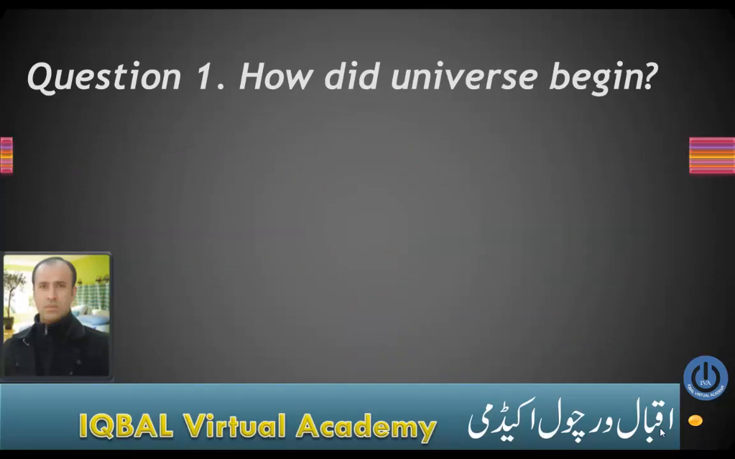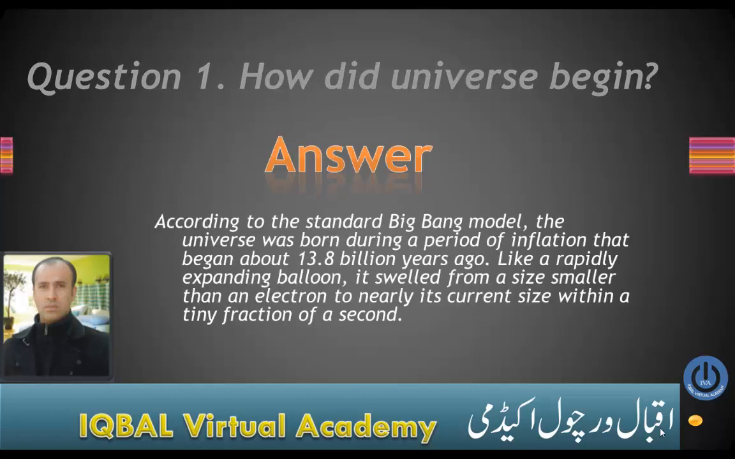That's really a question asked by a lot of people, especially students, right? So the answer is that according to the standard Big Bang model, the universe was born during a period of inflation that began about 13.8 billion years ago. Like a rapidly expanding balloon, it swelled from a size smaller than an electron to nearly its current size within a tiny fraction of a second.